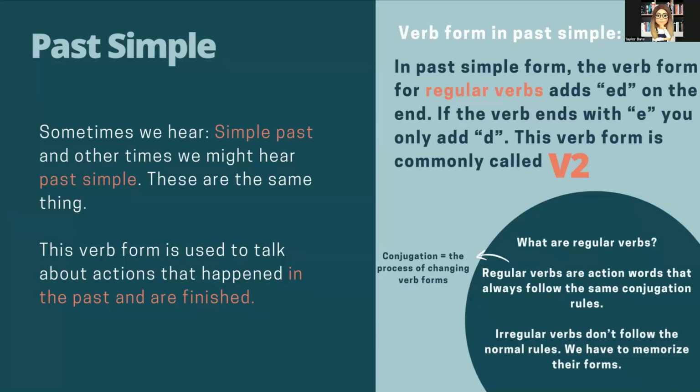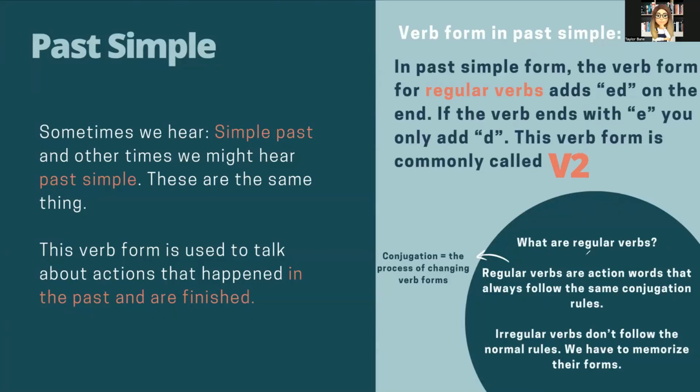In past simple, the verb form for regular verbs adds ed on the end. If the verb ends with E, you only add D. This verb form is commonly called V2. So you might hear English teachers or see grammar notes call this verb form V2. And this is the simple past form of the verb. So let's talk about regular verbs and irregular verbs for a minute, because this can get quite tricky with this form of sentences, past simple, this tense.